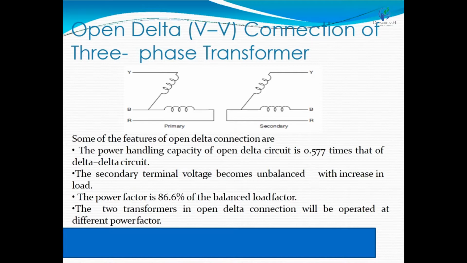Here are some advantages: it uses only two transformers and gives three phase power. The second advantage is that in the event of a transformer in the delta delta bank going faulty, the open delta connection allows the service to continue till the repairs are made. Here are also some disadvantages: the power factor at which the open delta configuration operates is less than that of the load. It is 86.6% of the balanced power factor. With increased load, the secondary terminal voltage tends to become unbalanced even with a balanced load.